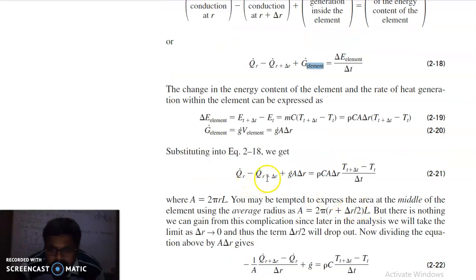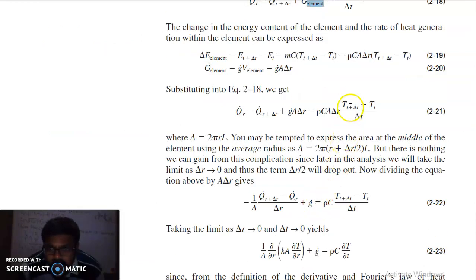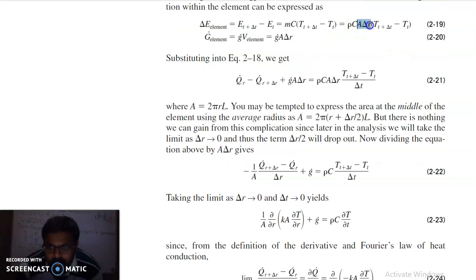Take the limit of the equation. Now you can also take the area at the middle of the element using the average radius, where A is equal to 2 pi times R plus del R by 2. That means you can take the midpoint of this cylindrical element, but it will complicate your calculations. So we will consider this area into del R, which is the volume of the element.